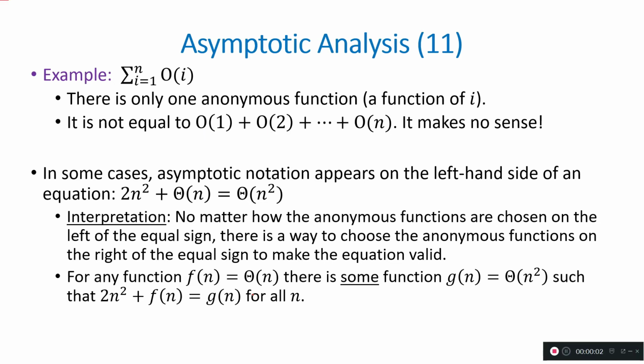In some cases, the asymptotic notation may also appear on the left-hand side of the equation. This is an example of such a situation, where the right-hand side is less informative as compared to the left-hand side. So what this tells us is, it means that for any function f of n that belongs to theta n, there exists some function g of n that belongs to theta of n squared, such that 2n squared plus f of n is equal to g of n for all n values.